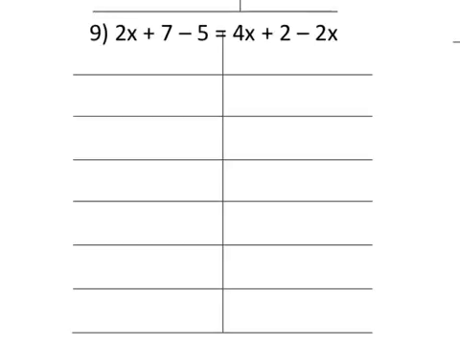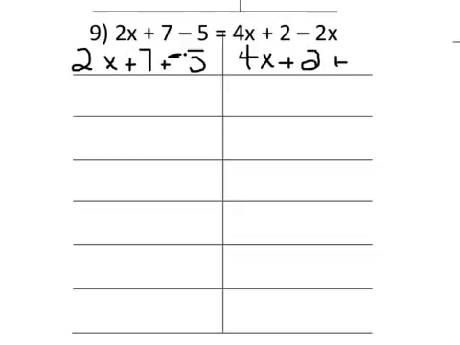All right, and this last one, we are going to flip everything to the top. So that means that I will have 2x plus 7 plus negative 5 when I flip that to the top. And I will have 4x plus 2 plus negative 2 when I flip that to the top.